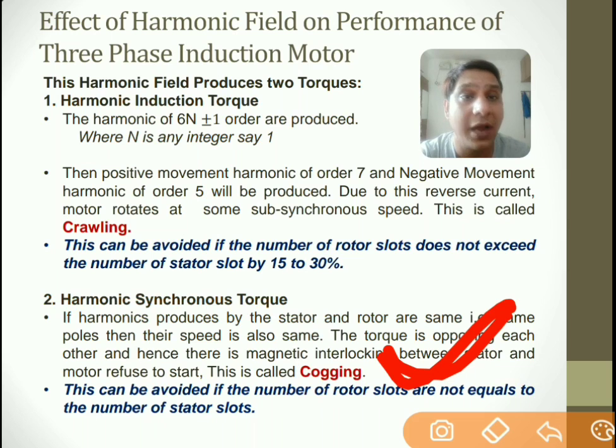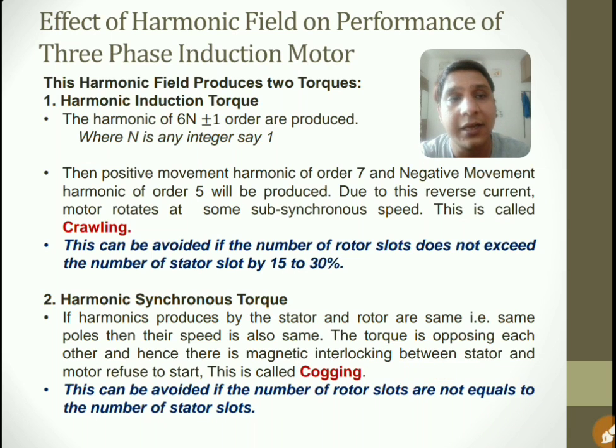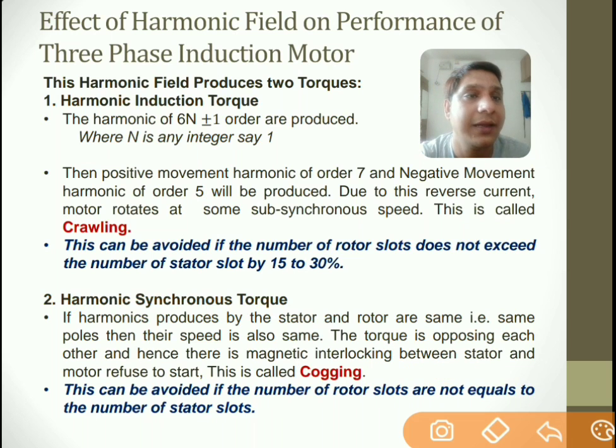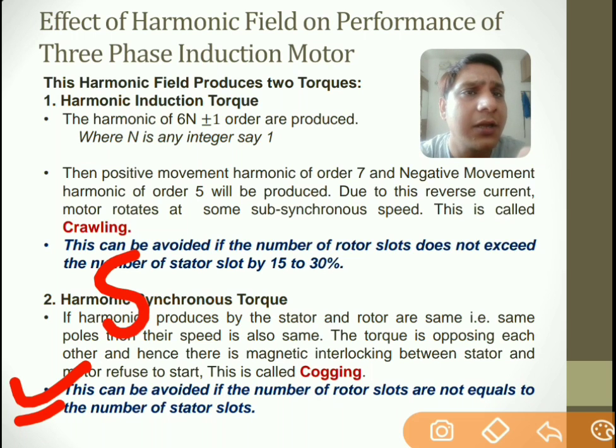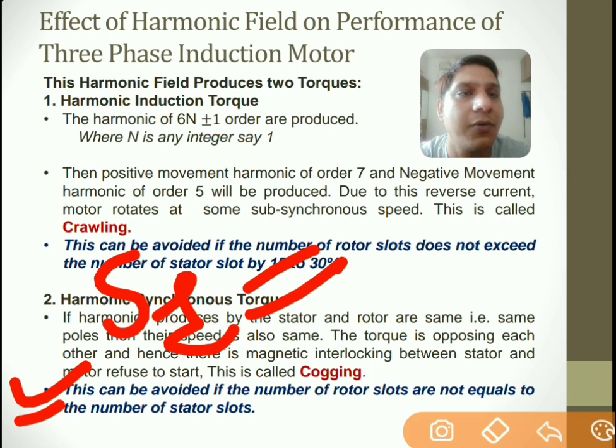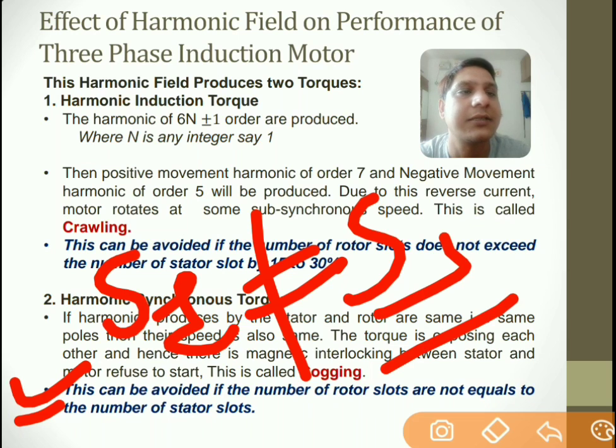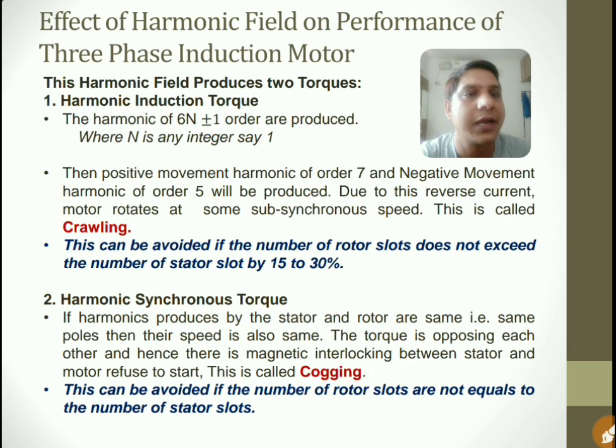This can also be avoided. See friends, this is interesting. Cogging can also be avoided if, what can be done? This can be avoided if the number of rotor slots is not equal to the number of stator slots. That is known to us. This situation we have already covered. If SR is not equal to SS, then cogging will not occur. So cogging can be avoided by avoiding the same number of stator and rotor slots, where the motor will refuse to start. The phenomenon we called cogging.